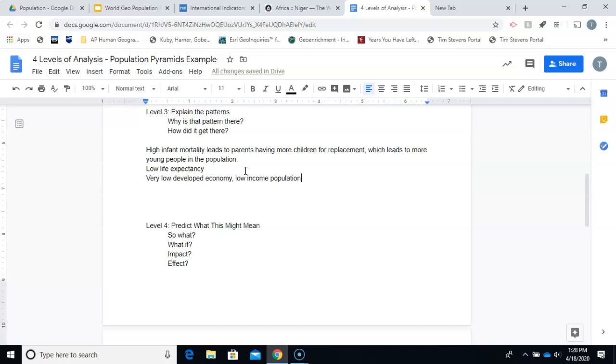And if you think about even in places like the United States where people are low income, they usually have less access to the things that would help them live longer, to survive, right? So if you have low development, low income, less means to acquire food, medicine, housing, etc.